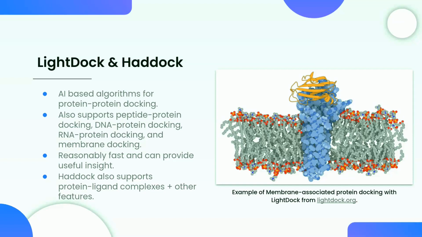They're both reasonably fast, and they can definitely provide very useful insight. And they're fairly accurate too. Definitely worth checking out. Another thing is that Haddock also supports protein ligand complexes as well as a bunch of other features. There's plenty of features. So definitely a very cool algorithm.